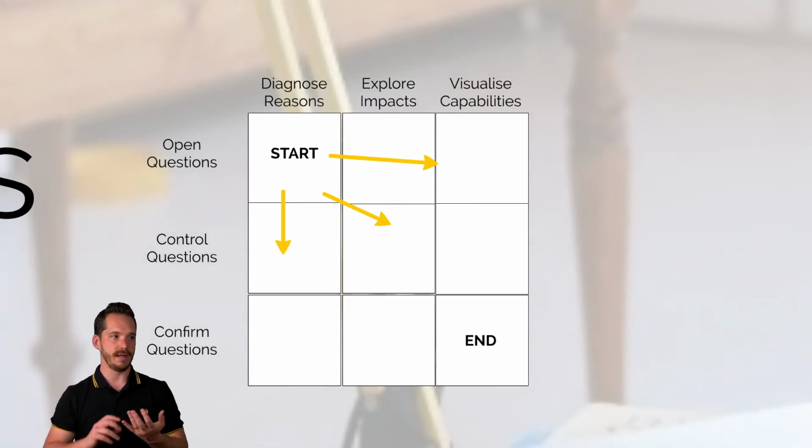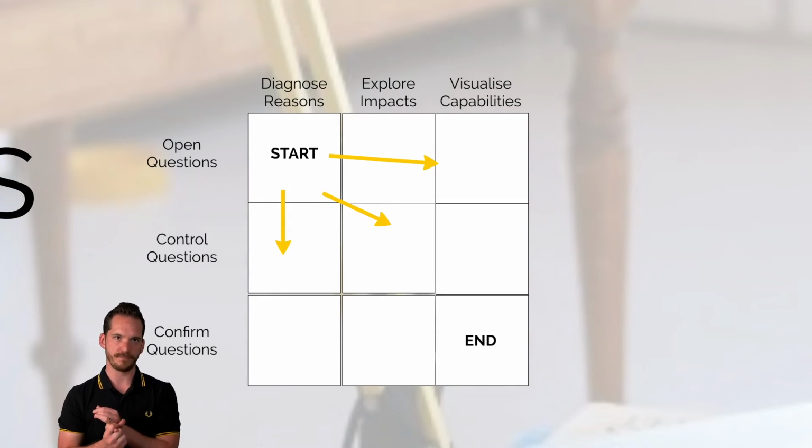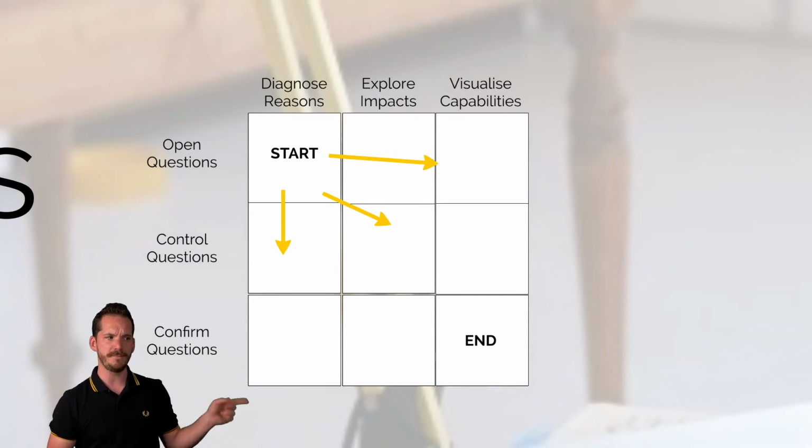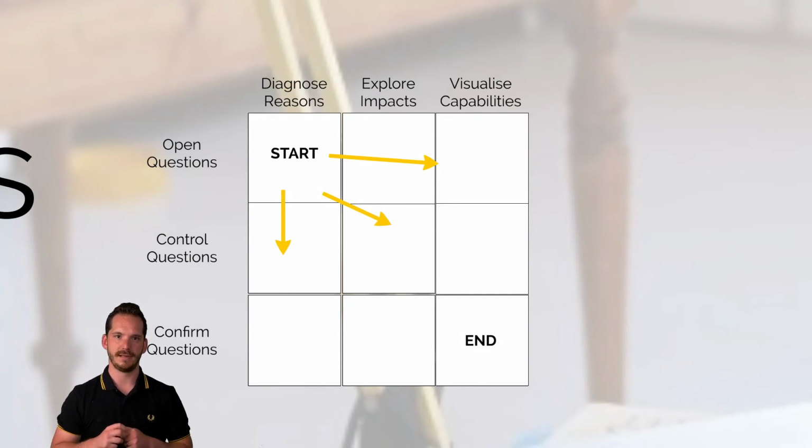The quickest way is to diagnose the reasons they have a concern, explore the impacts of said concern, and then visualize an action that they can take out of it. But if you don't get the answers that you need to be able to visualize capabilities, you need to ask a different question. And this is where you could explore impacts with a controlled question, and then confirm questions, exploring the impact, and then visualize capabilities. And this is a good mind model just to remember when you're ever in any sort of conflict and you want to resolve that with an action, because you want to move forward. You don't want to just leave it ambiguous.